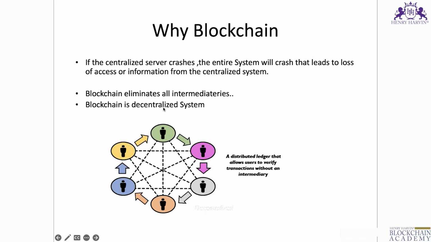How are we storing the data on the blockchain network? It is called a distributed decentralized system. In this system, there are different nodes, and each and every node has to store the data. The data is stored in the form of a blockchain. So each and every node in the network contains the complete blockchain.